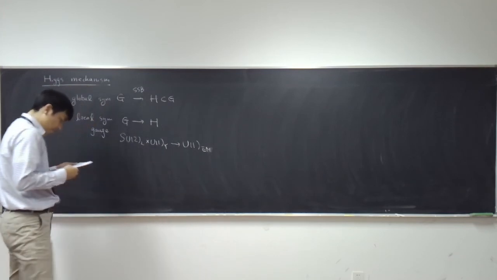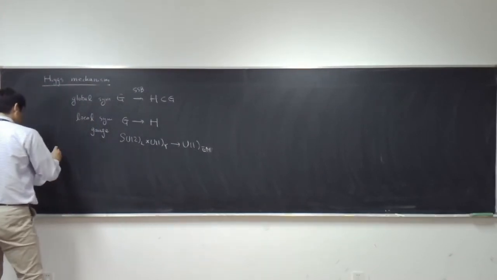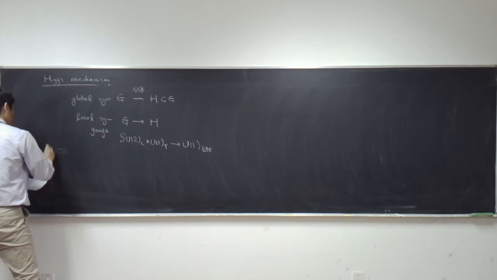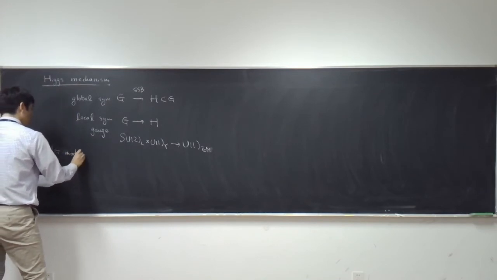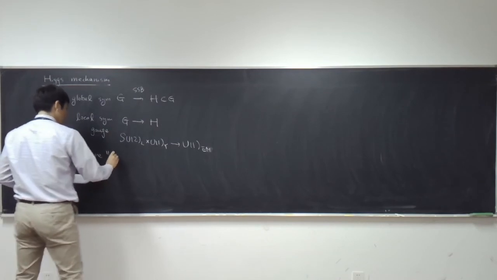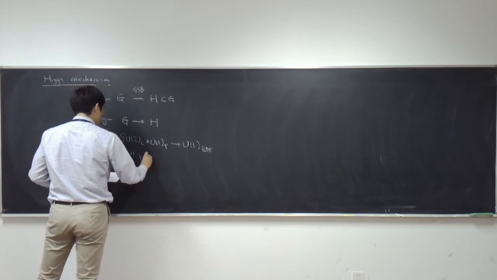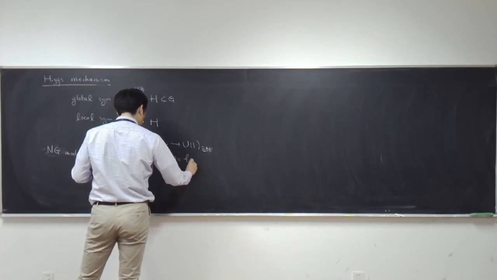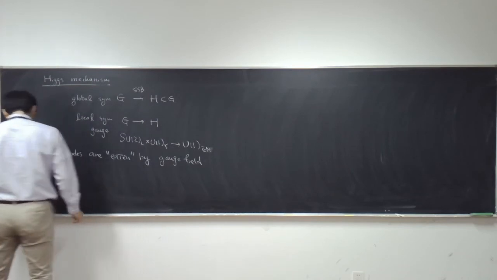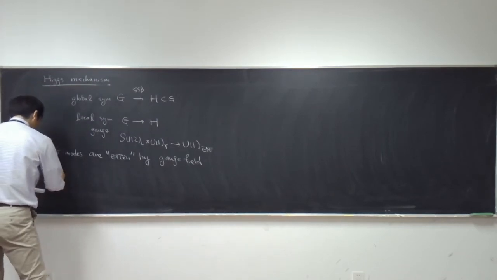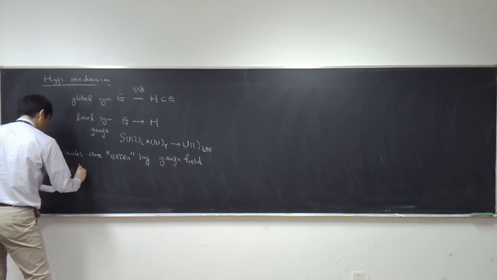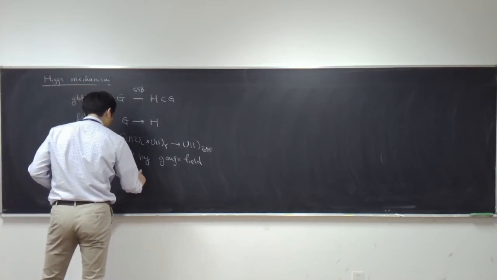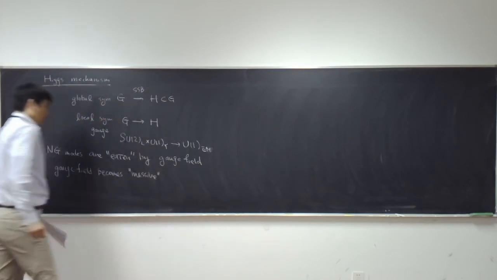After this breaking, in fact, the Nambu-Goldstone modes are eaten by the gauge field. So the gauge field becomes massive.